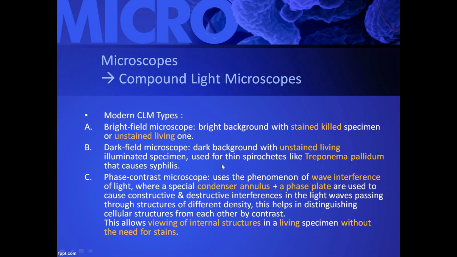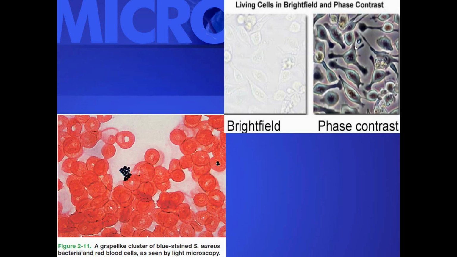I will put in the video description below a link to a video that might help you understand the mechanism of phase contrast microscopes. So this is a micrograph of phase contrast, the same cells appear more distinct and more contrasted. So this is a good contrast.